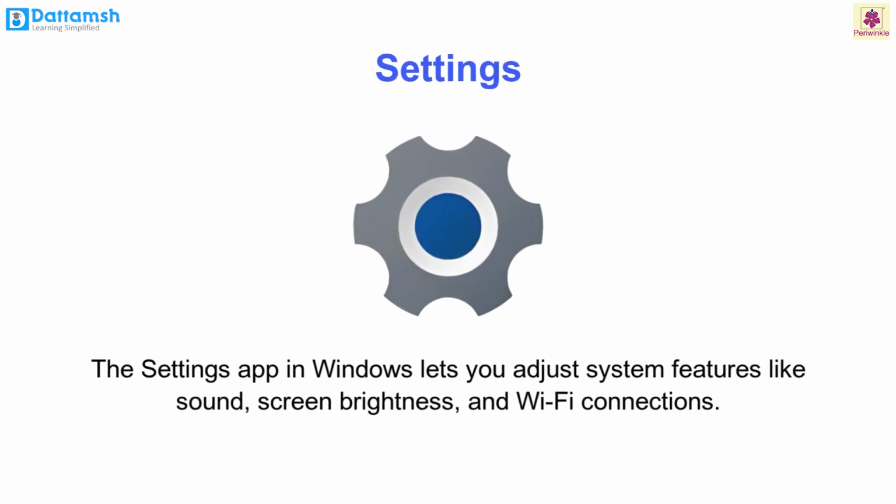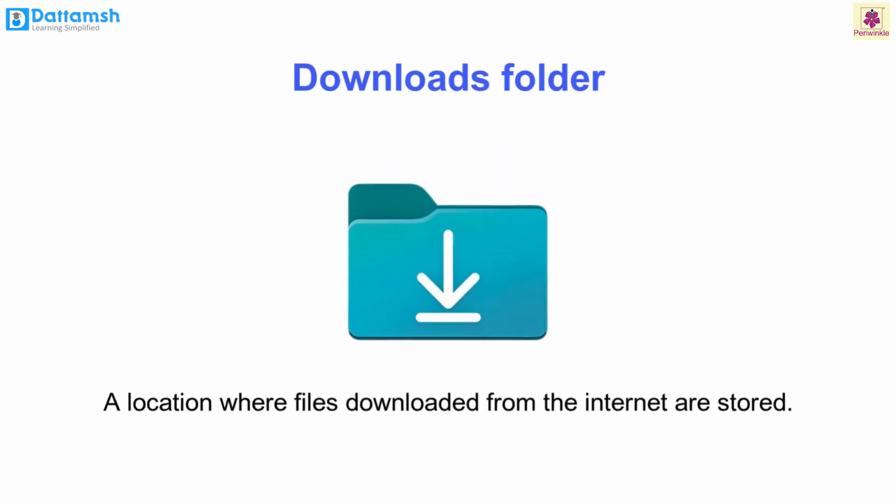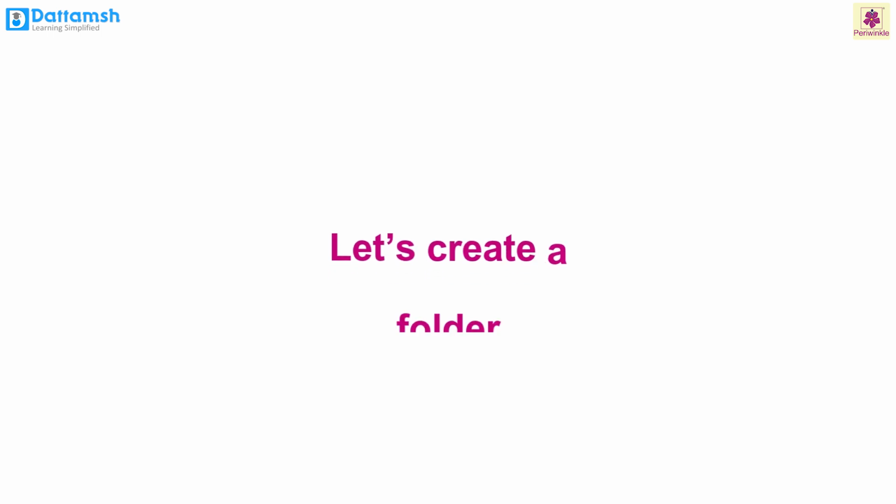Settings. The Settings app in Windows lets you adjust system features like sound, screen brightness, and Wi-Fi connections. Downloads folder. A location where the files downloaded from the internet are stored. Students, it's time to organize your files and learn how to create a folder.